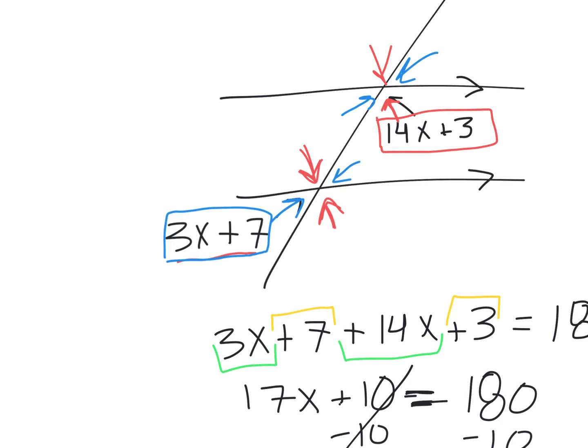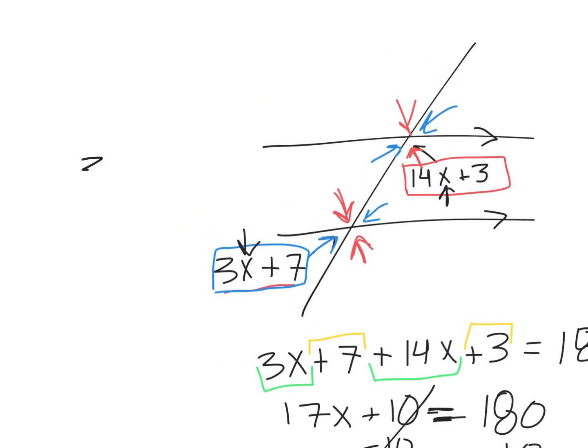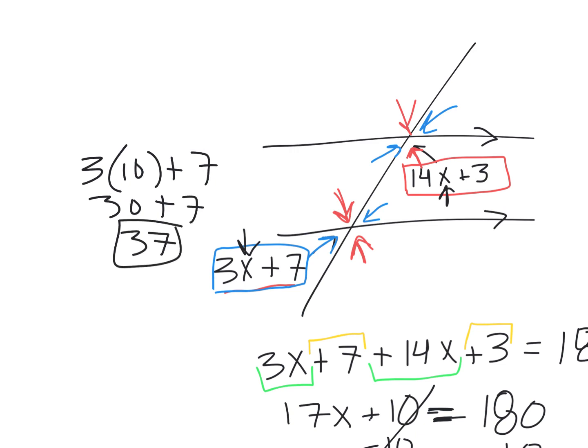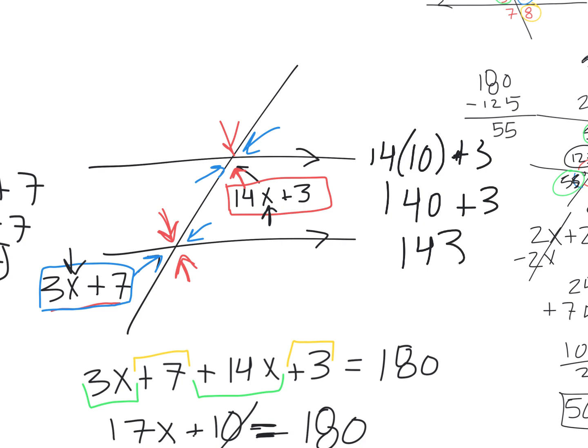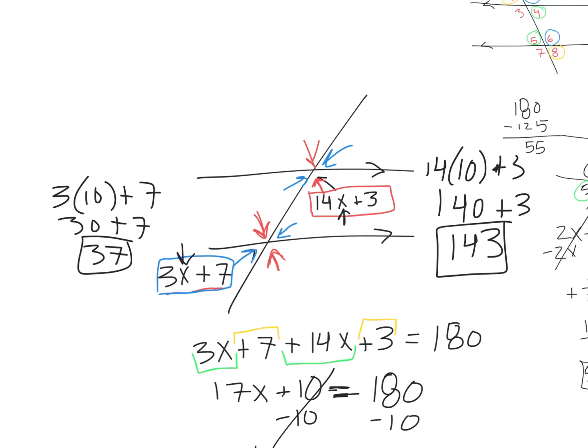Now we can go back up and we can plug in 10 for each of these x's here. Let's start on this one on the bottom left. So I have 3 times 10 plus 7. 3 times 10 is 30, plus 7 is 37. So we can see that the blue angles are 37 degrees. And then over here, I have 14x, or 14 times 10, plus 3. 14 times 10 is 140, plus 3 is 143. So our red angles are 143 degrees. And our red and our blue should combine to make 180, which these appear to. 37 plus 143 is 180.